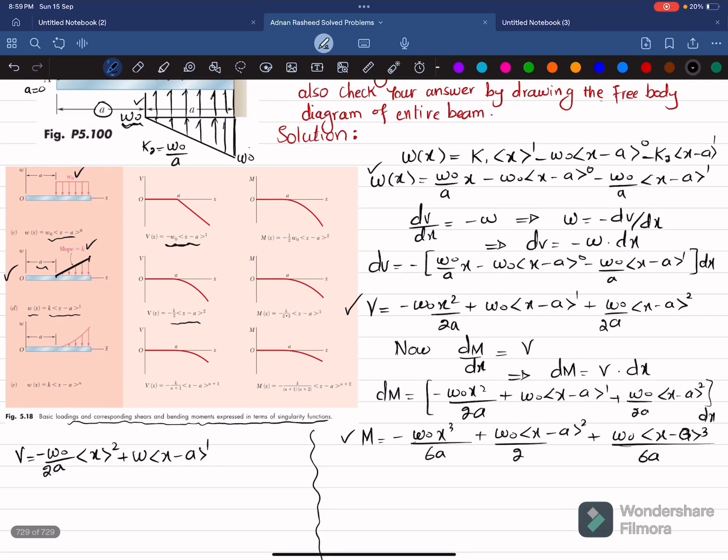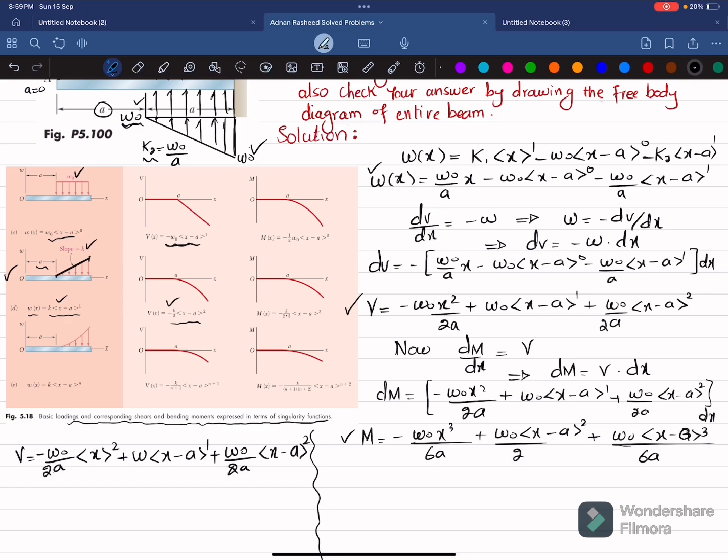And then there is a triangular load of this, that is upward. So again we will use this equation. So minus K into x, sorry, not this equation. This is the equation. Minus K, so for upward it is K by 2. So we know that K is again W naught over A. K2 is W naught over A. So W naught over 2A into x minus A power 2. So you can compare these two equations. You can see that both equations are same.